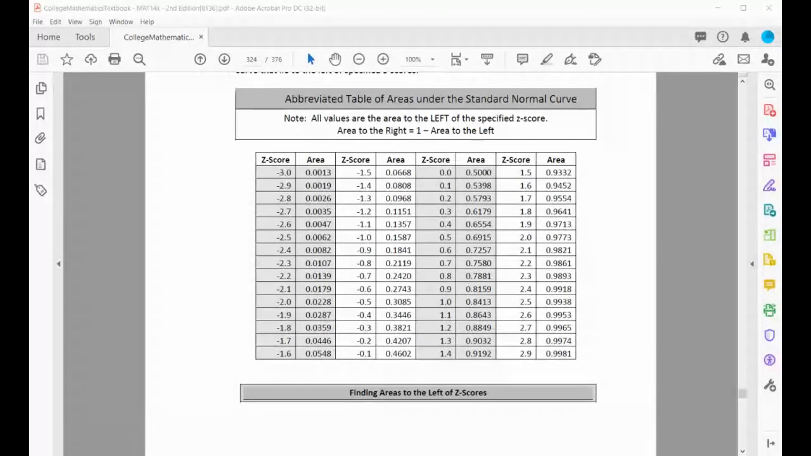Here we go. So if you look at negative 0.8, let me see if I can zoom in. Hopefully you can see it's in the second z-score column from the left, and you go down to negative 0.8. The area is 0.2119. So the area to the left of negative 0.8, that z-score, is 0.2119. That's the area we're looking for.